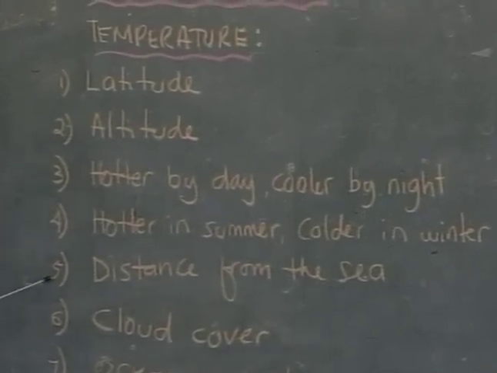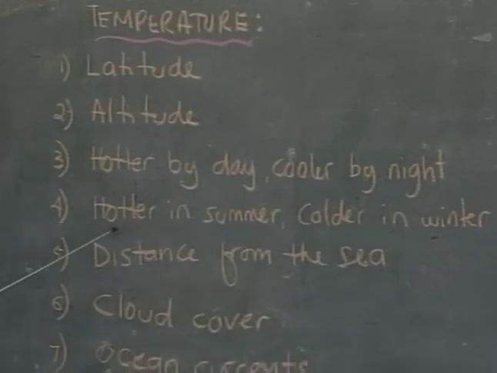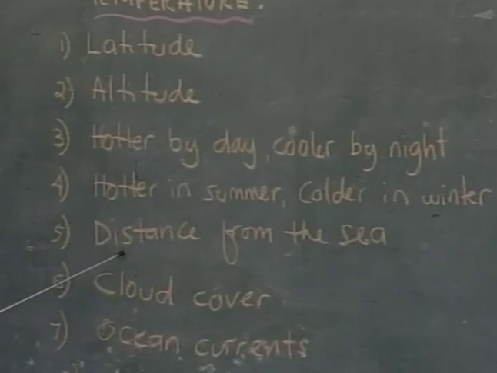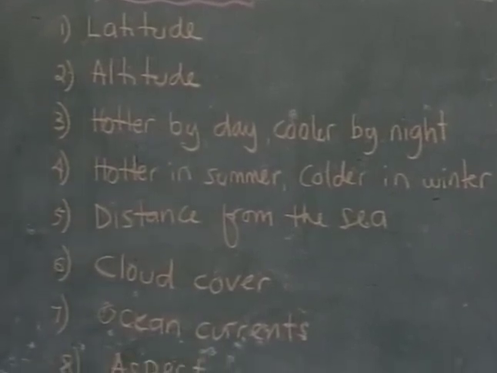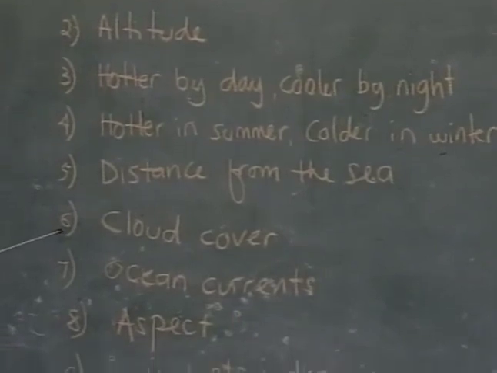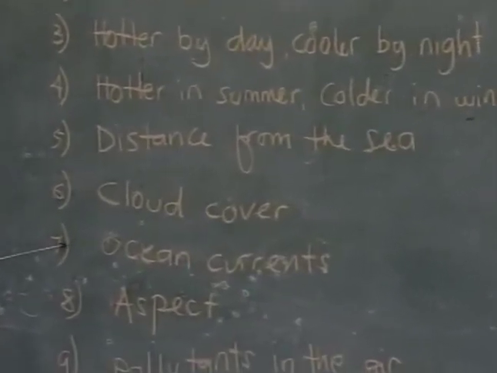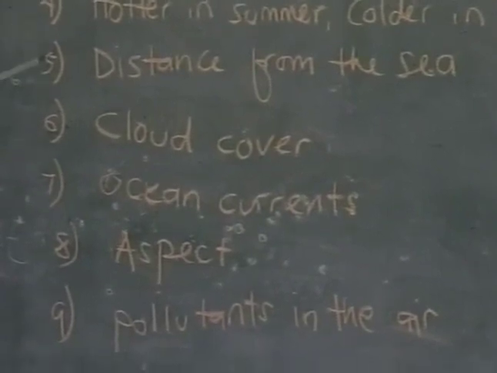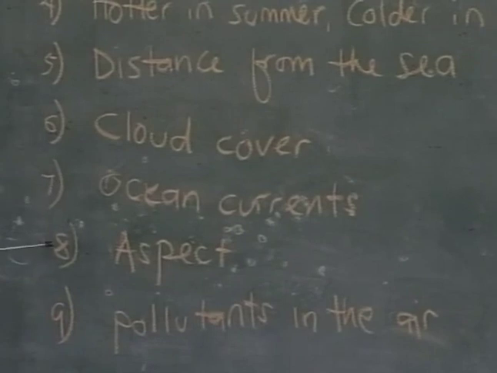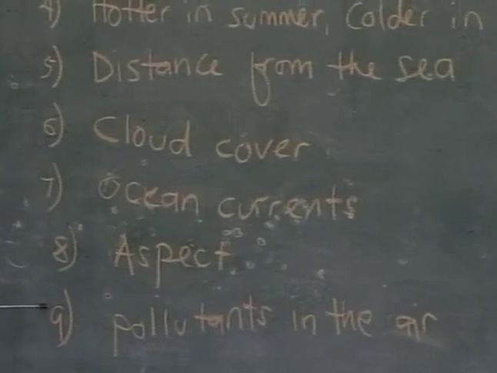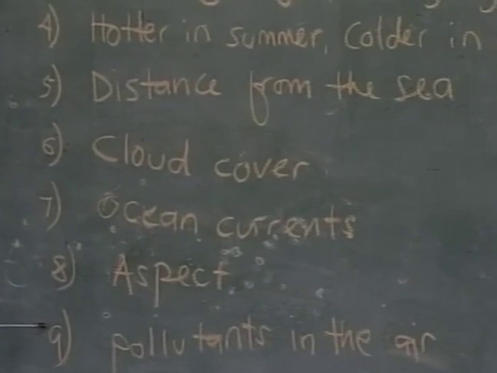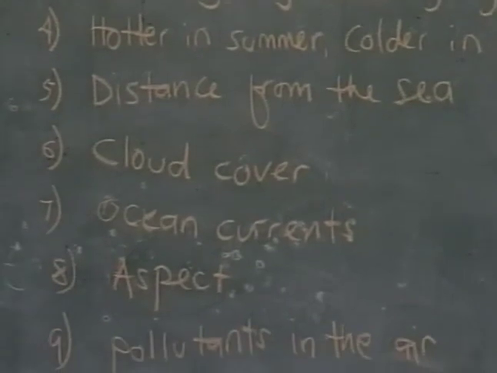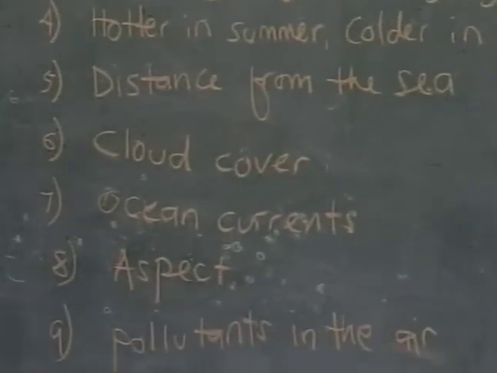In our last lesson, we looked at distance from the sea, and I also mentioned that with the work on distance from the sea, this is mainly marked in the temperate regions. And for our lesson today, we are going to go ahead to looking at cloud cover. And if we do have time, then we will move on to looking at ocean currents. So those factors that are yet to be covered will be cloud cover, ocean currents, aspect, and also pollutants in the atmosphere or in the air. We will look at cloud cover today. And as I've mentioned, if we do have time, we will look at ocean currents as well.